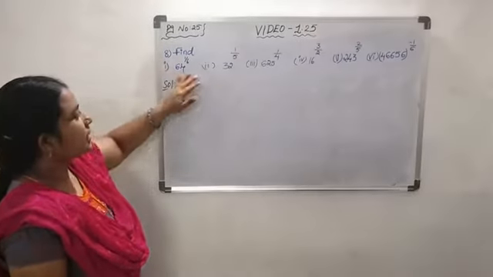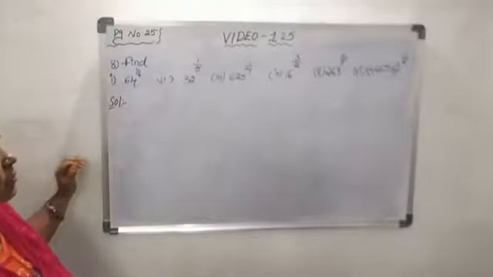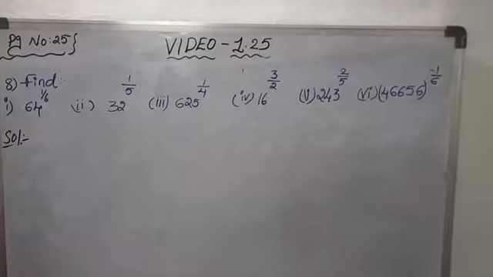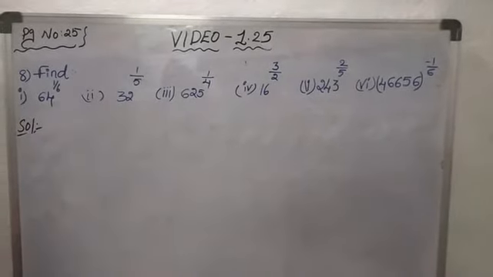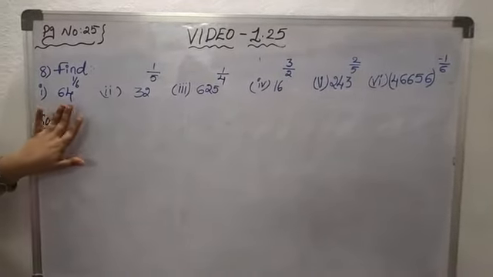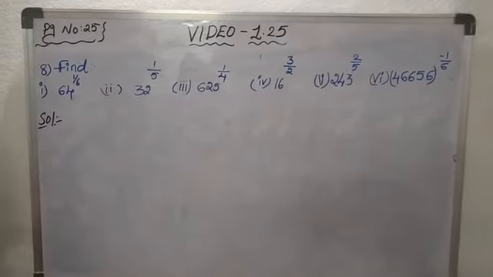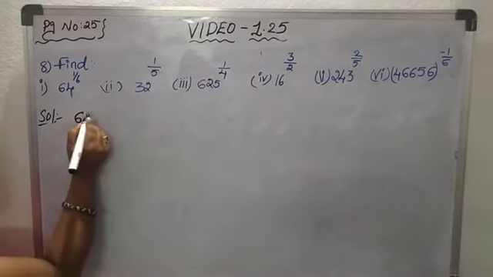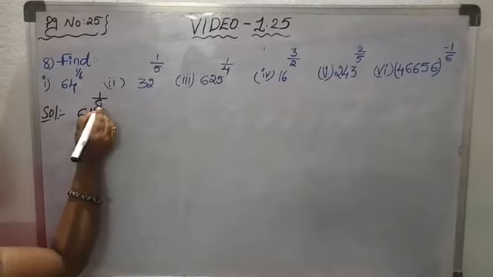For the 8th bit, find the given problems. We have 6 problems. I have explained any 2 of them. The remaining are homework for you. You only do it. Now, shall we start with the first problem, that is 64 power 1 by 6.